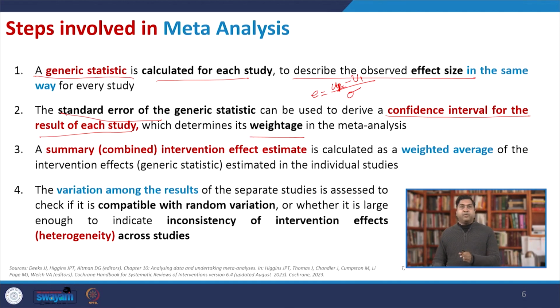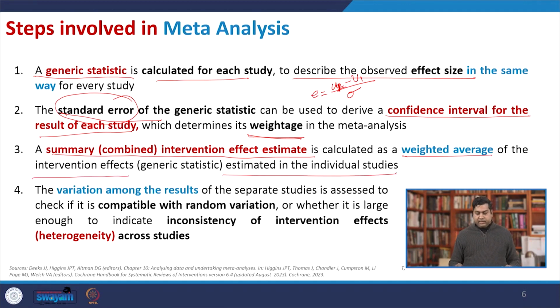So, that means when we calculate the statistic from the information, we will also have the standard error of that estimation, which will determine the lower bound and upper bound of the confidence interval, and which effectively helps to determine the weightage of that particular study. After that, a summary combined intervention effect estimate is calculated as a weighted average of the intervention effects estimated in the individual studies. So, we go for a weighted average for calculating the intervention effects through the generic statistics for each of the studies.